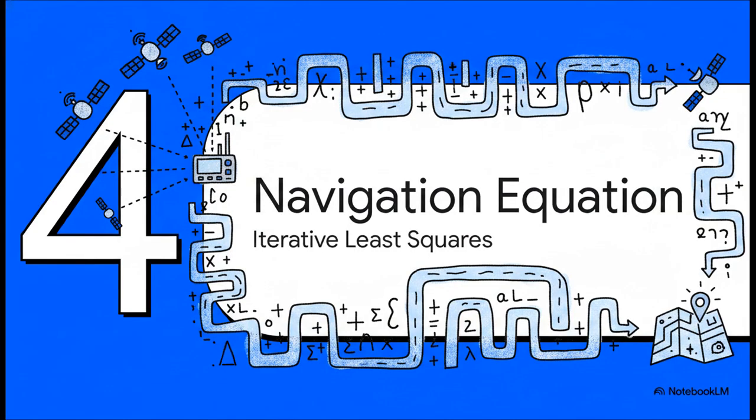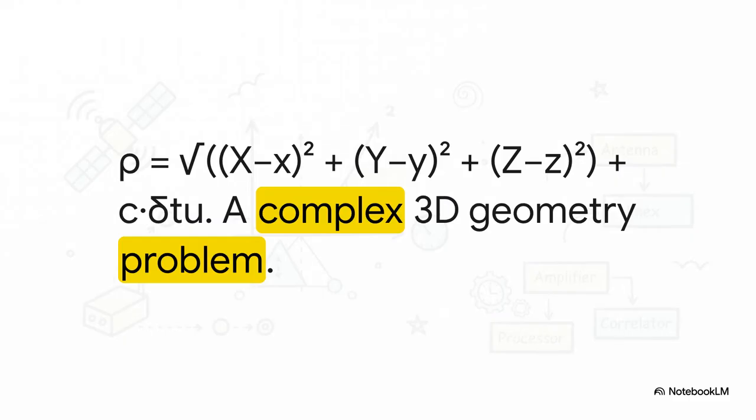Which brings us to part 4, solving the navigation equation, iterative least squares. Okay, so we have our pseudo-ranges from the satellites. But now, we have to survive a gauntlet of mathematical decoding to turn those raw distances into your actual location. This highly nonlinear equation right here represents the complex relationship between the measured pseudo-range, represented by rho, and the user's actual 3D coordinates, which are the lowercase x, y, and z.